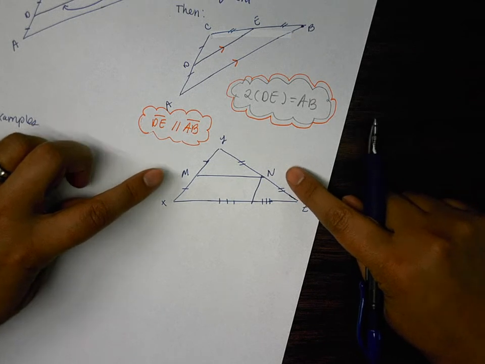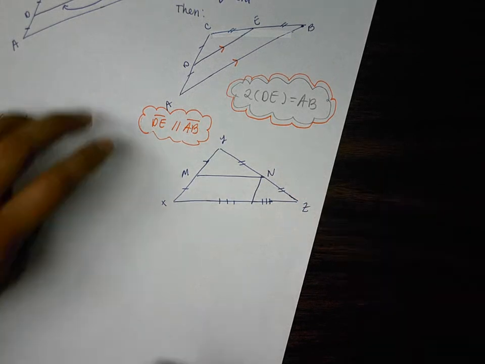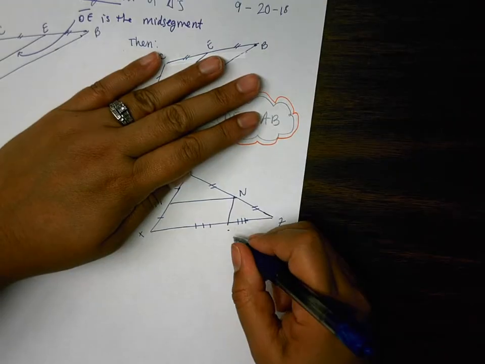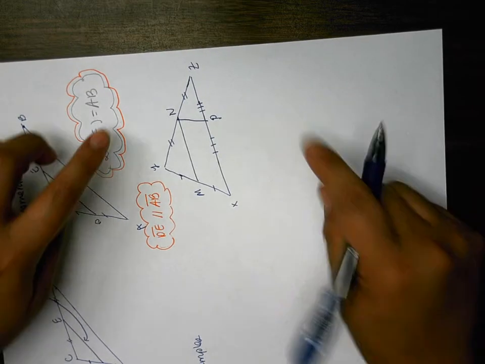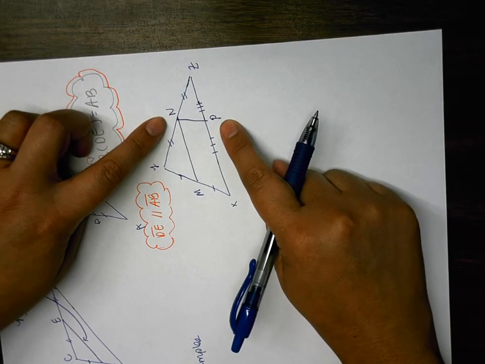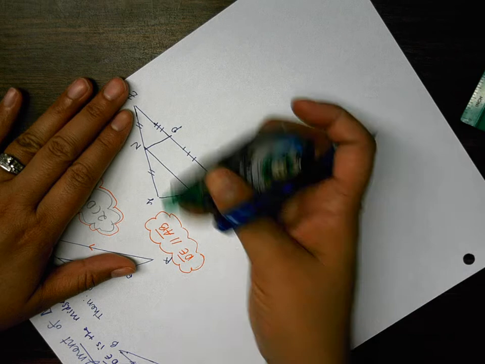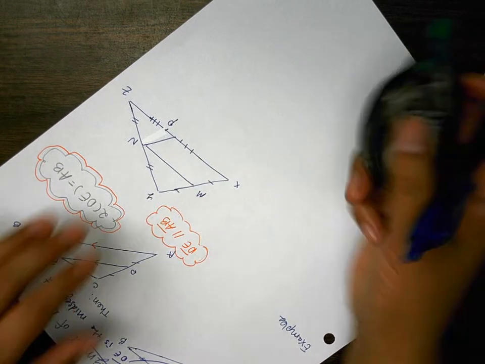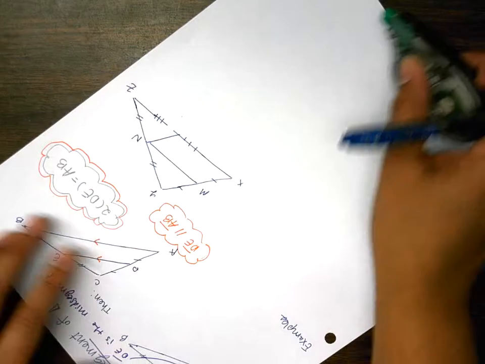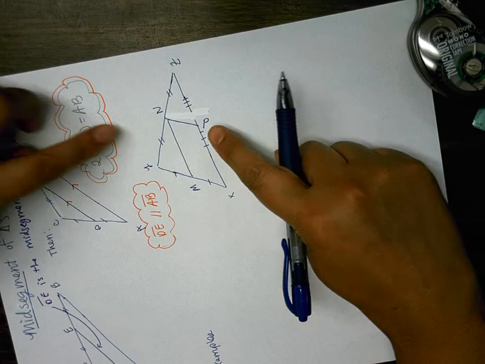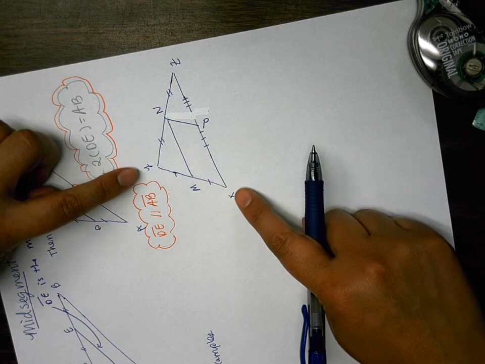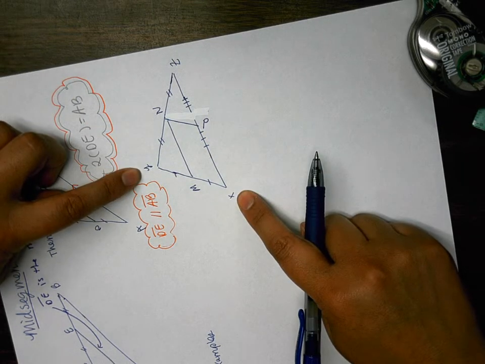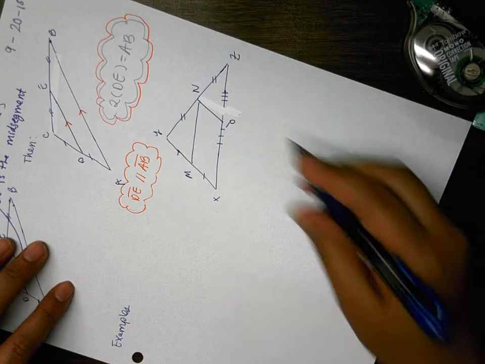Which segment is MN parallel to? XZ. Which, I'm going to label this over here P. NP is parallel. Again, mine's not drawn very well. I'm going to try that one more time. NP is parallel to what? YX. Do you guys see that?